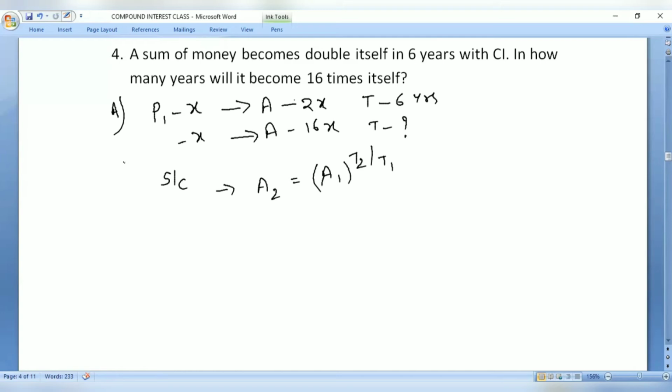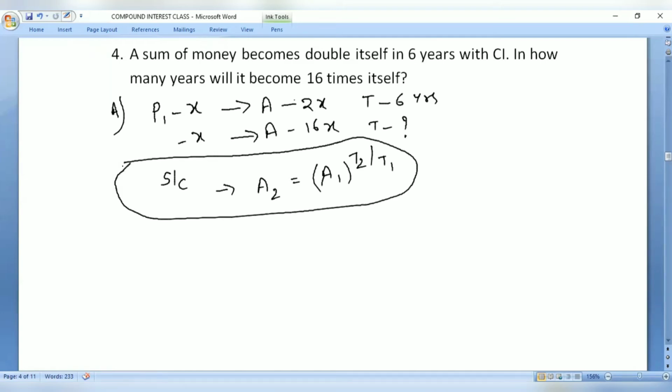Okay. So this is the shortcut method that you need to remember. Now in this case, A2 is 16 times and A1 is 2 times. Then T2 we do not know, so let it be X. T1 we know, that is 6 years.